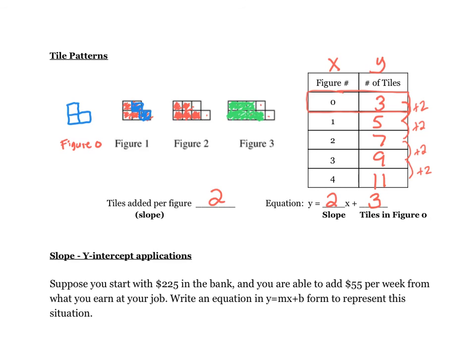So as you're working with tile figures, you'll have to find figure 0, and you should try to draw it, see if you can figure out what the pattern is. Fill in the table, find the slope, find the y-intercept, and then write your equation. These can be kind of fun. They're kind of like a game. So good luck with your tile patterns.